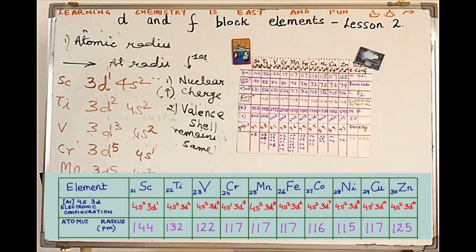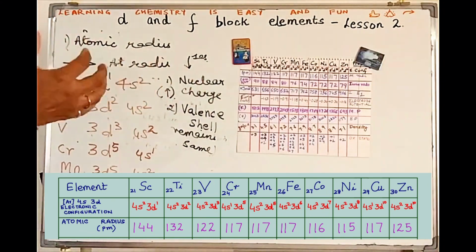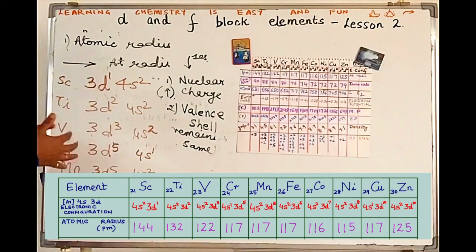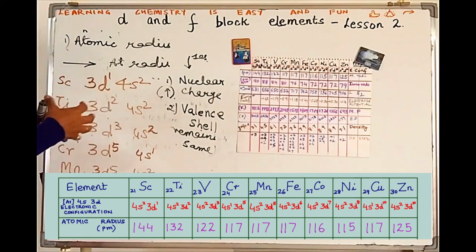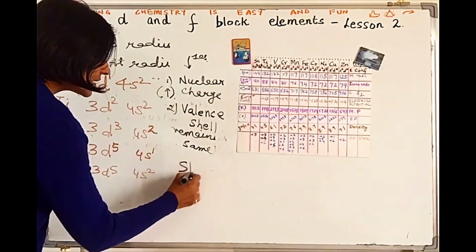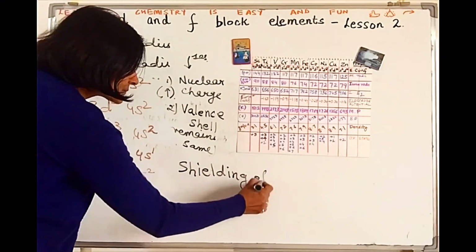So where is the electron entering? The electron is entering into the penultimate shell, one inner to the outermost. Because the electron is entering into the penultimate shell, the nuclear charge and the force of attraction increase. But not to such a great extent, because they start encountering what we call the shielding effect.